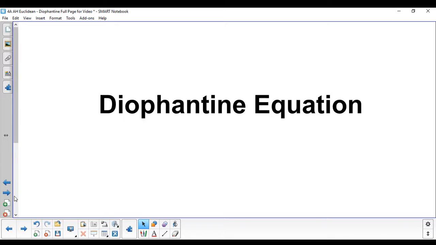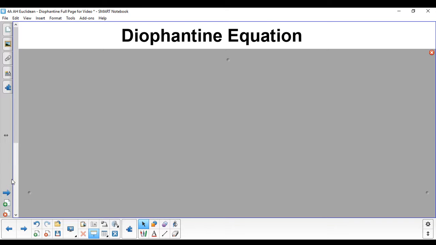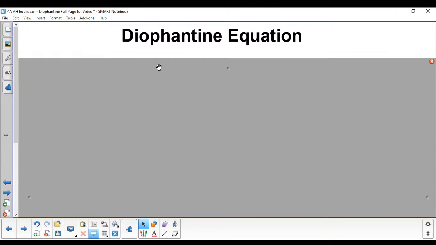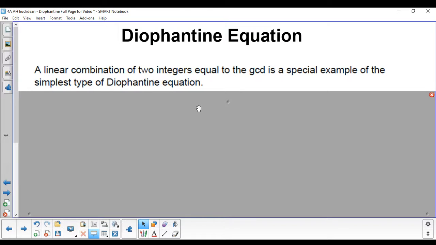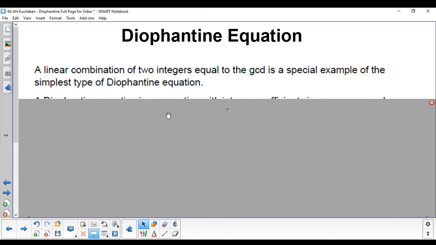Diophantine equations sound really difficult, but actually it's not that bad. It just means that you could maybe have a multiple. If we go through a linear combination of two integers equal to the greatest common divisor, that is a special example of the simplest type. When you go through it, you find your x and your y.